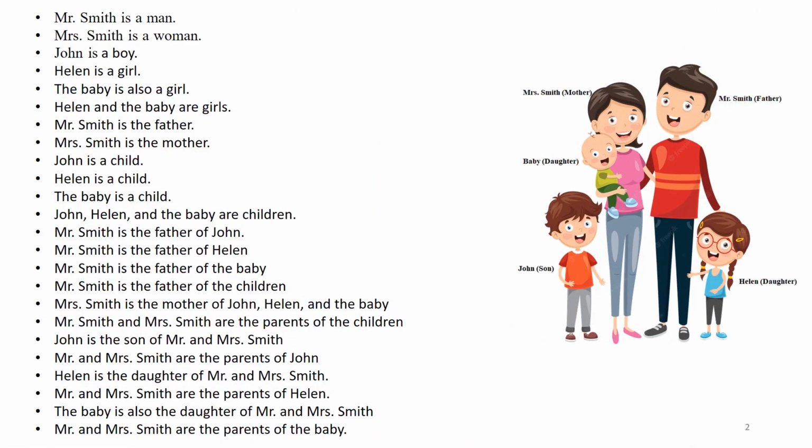Mr. Smith is a man. Mrs. Smith is a woman. John is a boy. Helen is a girl. The baby is also a girl. Helen and the baby are girls.